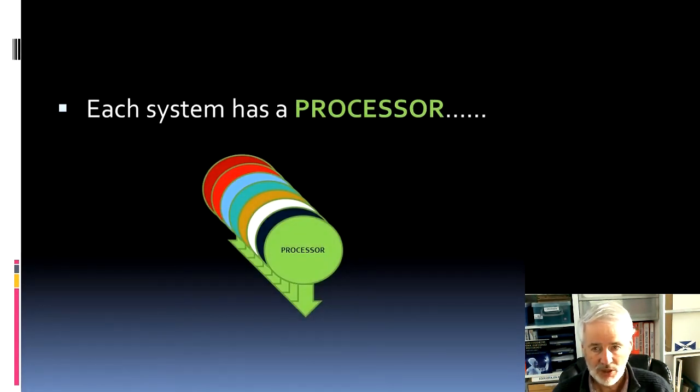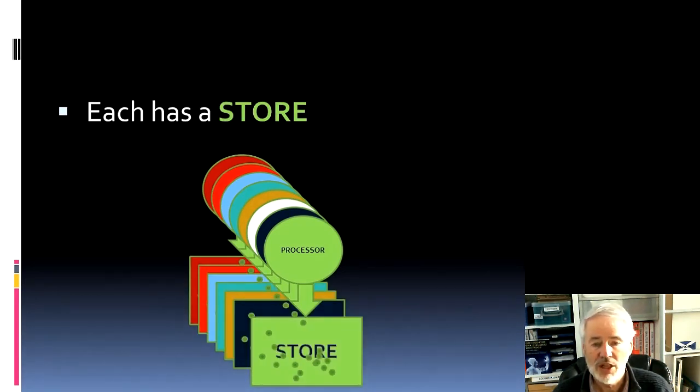Okay, so each of these, as I say, have a processor. There they are, they're all different. The processors operate on different principles, that's why they're separate, and they create different types of representations, and they put them in their store. So although each system has a store, the store contains representations of a specific type.